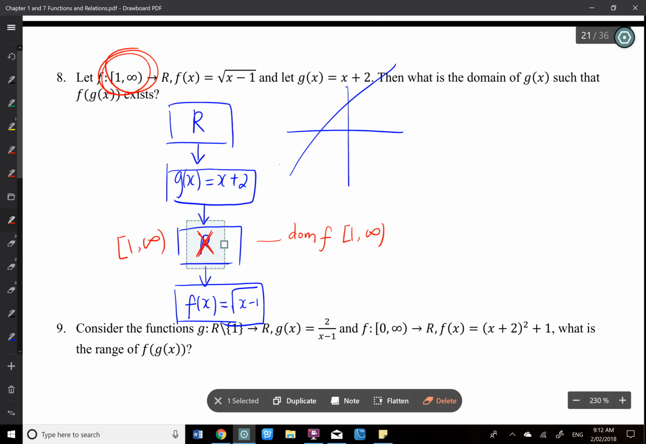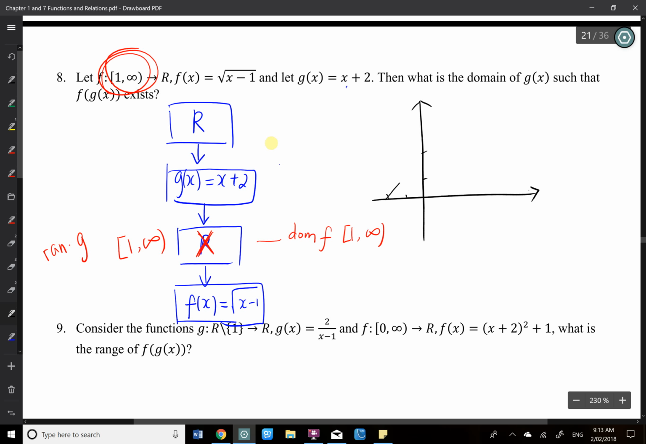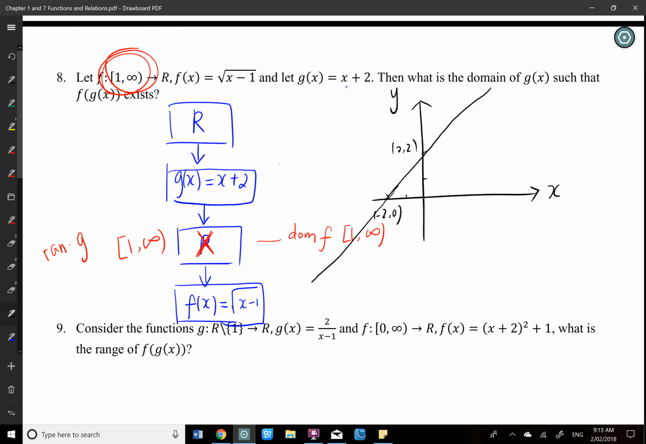Which means the range of g needs to be 1 to infinity. The range of g needs to be 1 to infinity. If I sketch the function g, it is x plus 2. So 1, 2, 1, 2. A linear graph looks like this. x, y: 0, 2, and negative 2, 0. And what I want is 1 to infinity.